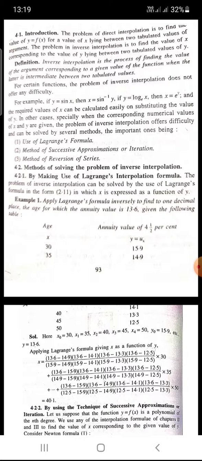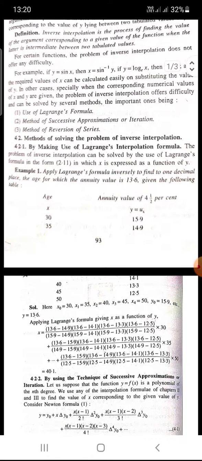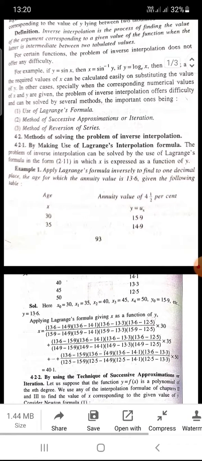The example is: apply Lagrange formula inversely to find, to one decimal place, the age at which the annuity value is 13.6, given in the following table. Age x and annuity value of 4.5%, y is equal to u x. The corresponding value of age 30 is given as 15.9, 35 is 14.9, 40 is 14.1, 45 is 13.3, and 50 is 12.5.